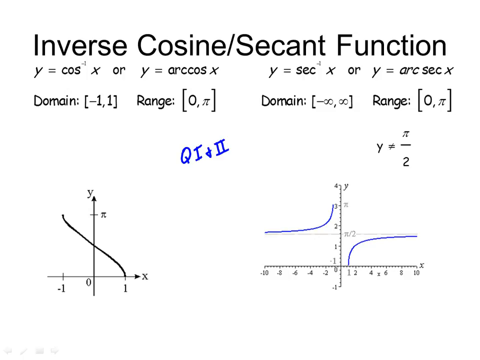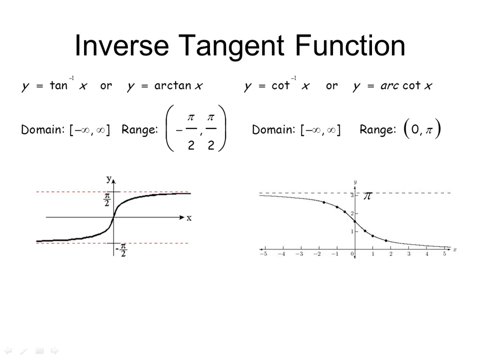And then we have tangent and cotangent. Again, we're going to be in quadrants. For tangent, we're going to be in quadrants 1 and 4. But for cotangent, we're going to be in quadrants 1 and 2.